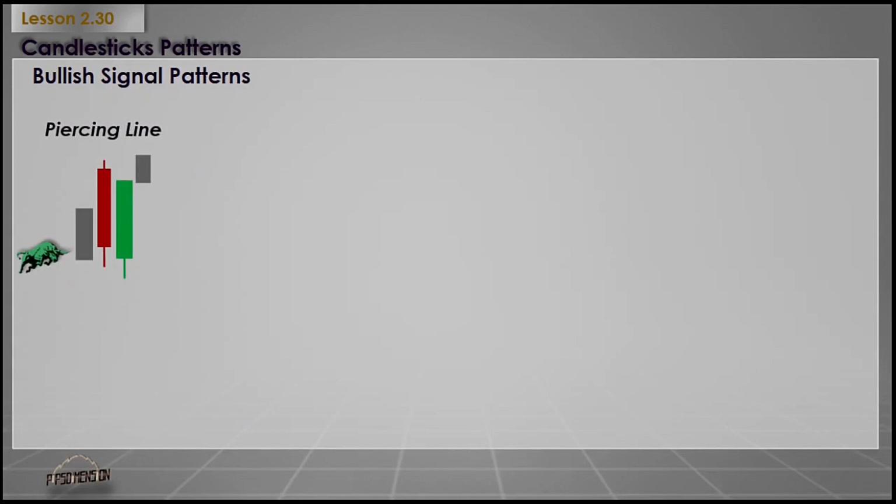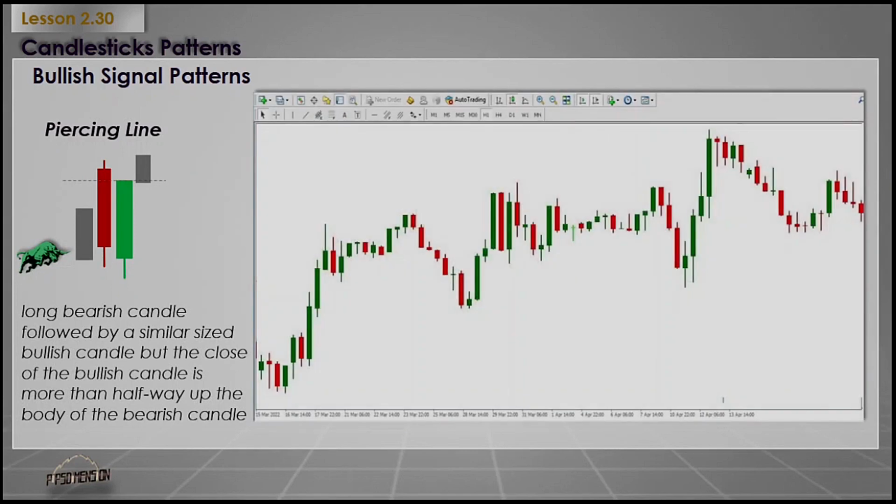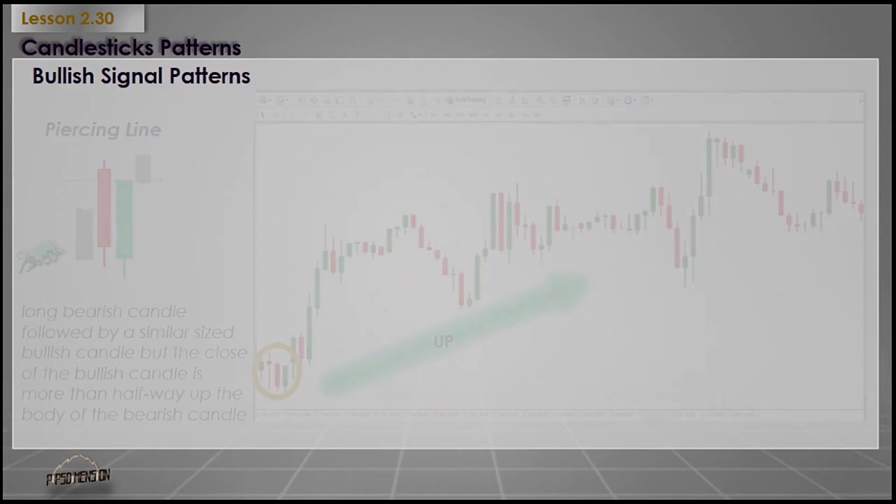The piercing line candlestick pattern. This is characterized by a long red candle followed by a long green candle, but over here you can see that the green candle closes more than halfway up the body of the red candle. This indicates a strong buying pressure since the price pushed up a little above the average of the previous short candle.